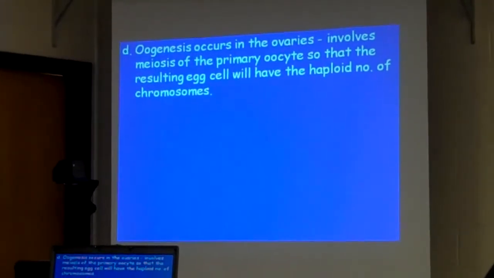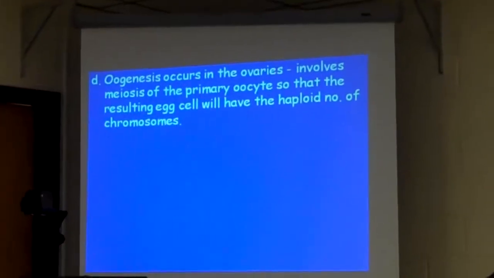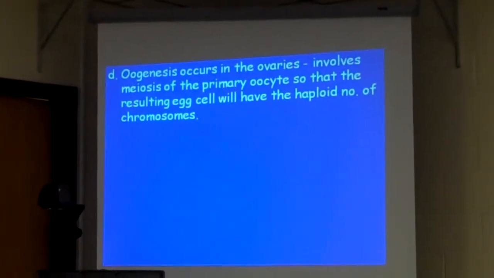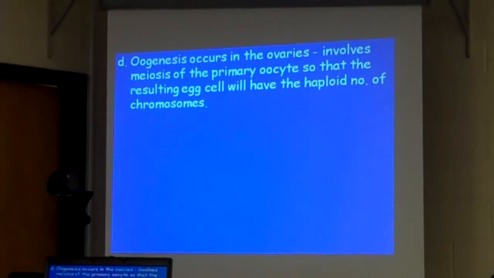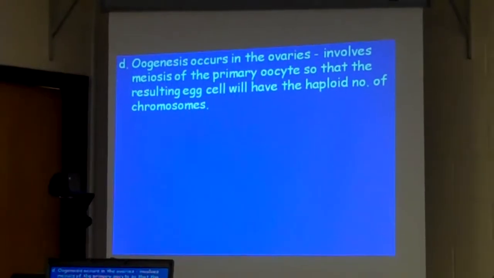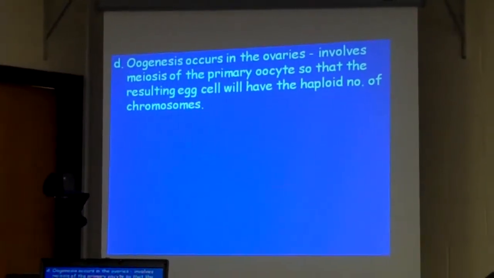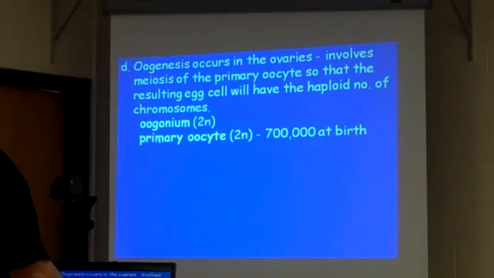We're talking about the female stuff here. The oogonium develops into a primary oocyte, which is 2N. Meiosis begins. The secondary oocyte is N. Then the ovum there is N. Let me just show you right here. Oogonium 2N, primary oocyte 2N.